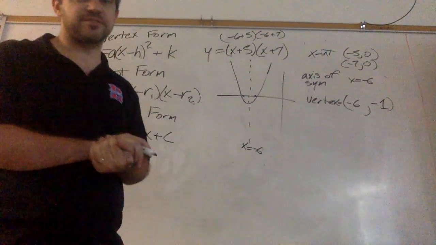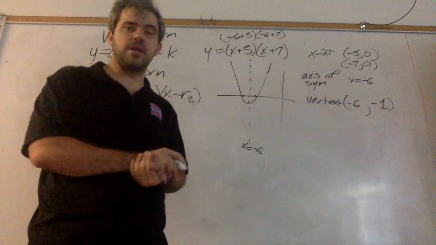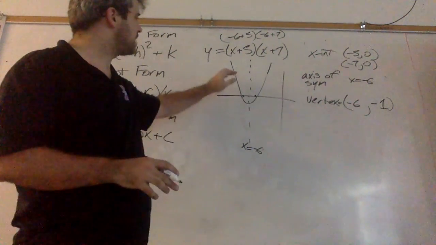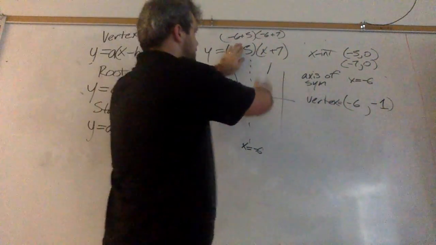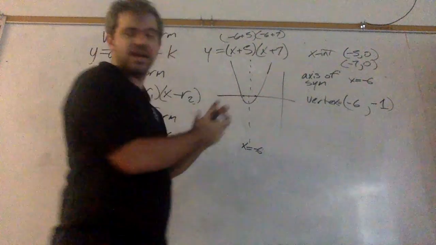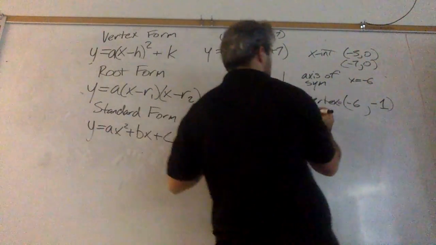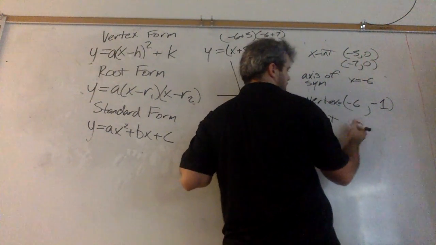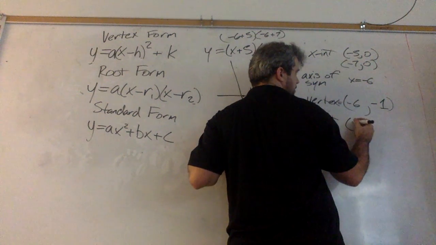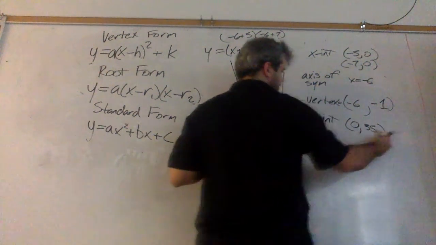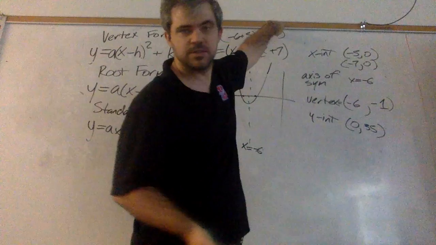Only thing that's left to find is our y-intercept. To find our y-intercept, we just set x equal to 0, and we just get 5 times 7. So our y-intercept is (0, 35), which makes sense. Okay, it's way up here.